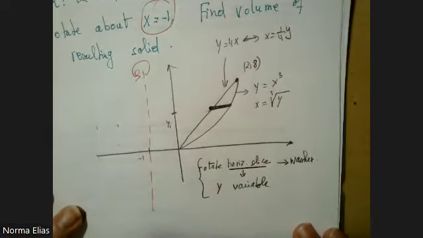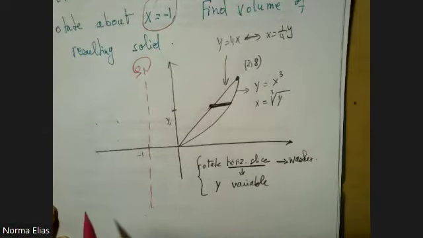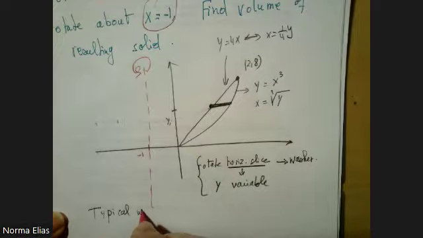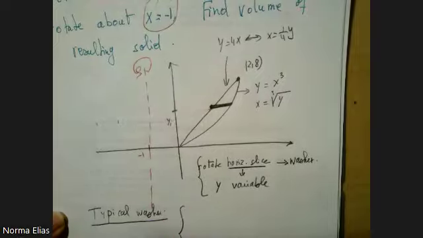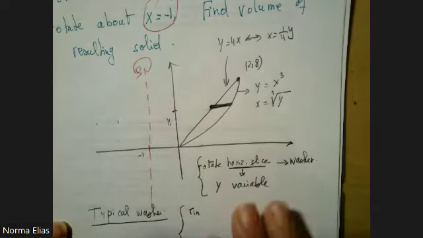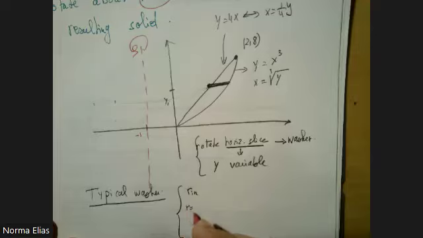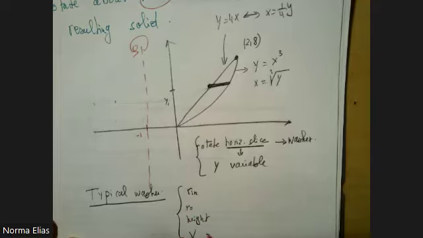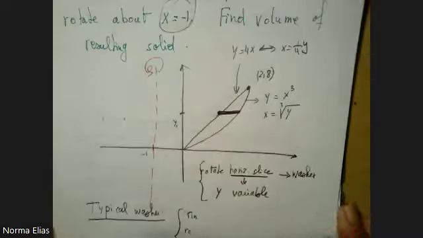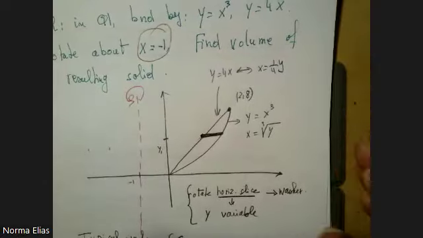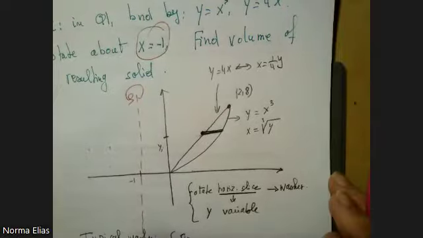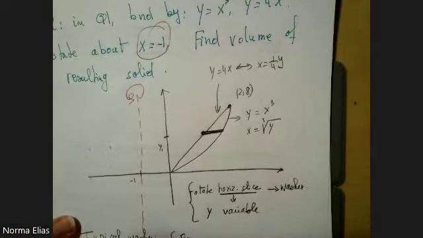So now we're going to do exactly what we did before. We're going to take a typical washer. And I want everything. I want the inner, I want the outer, I want the height and the volume. And then the rest would be simple. Okay, now I go back to you. What do you think is going to be the inner radius? I'll give you a minute to think about it and then I'll explain it.